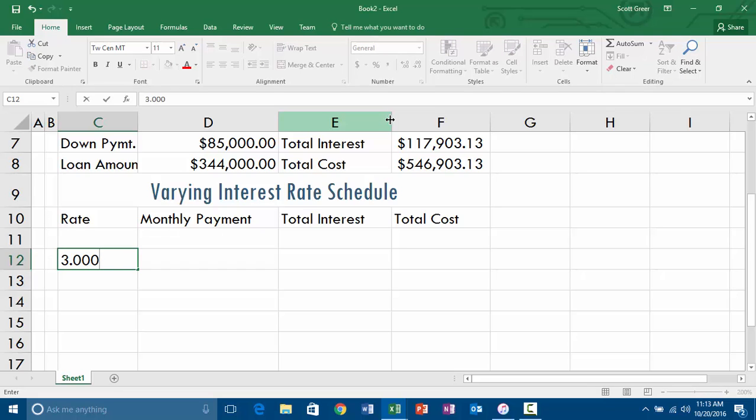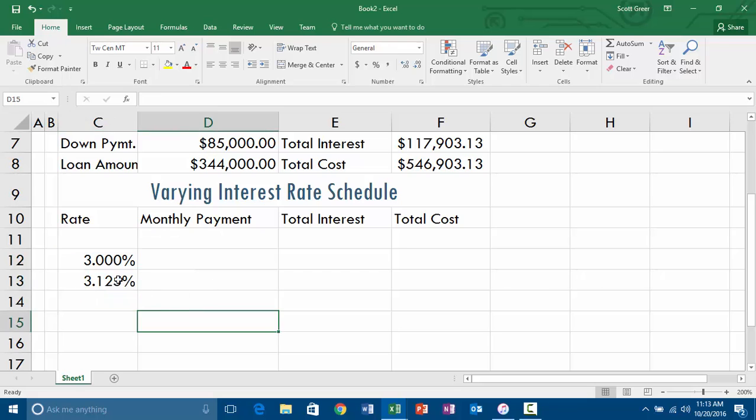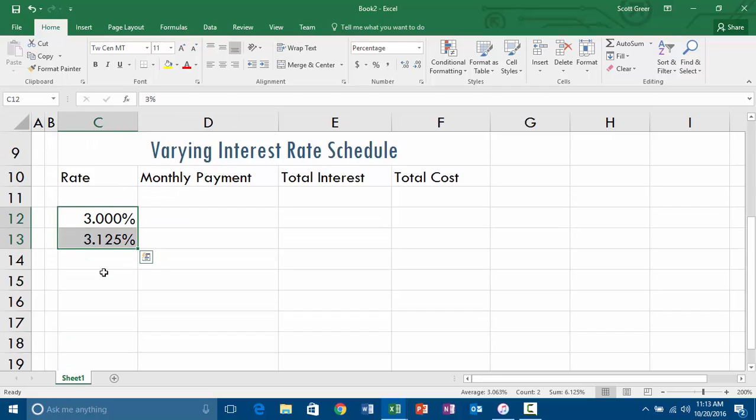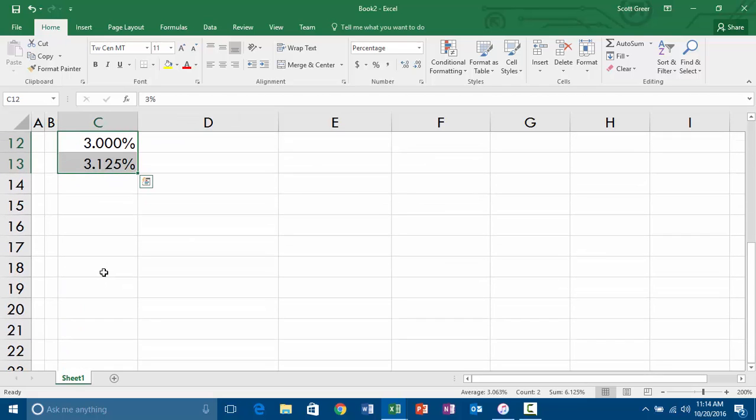3.000%. And then I'm going to do 3.125%. And then I'm going to just go up here. And notice I'm going to bring out my decimal place one so it can look right. I want to have every variation of, yeah, you have to have two of them, okay?